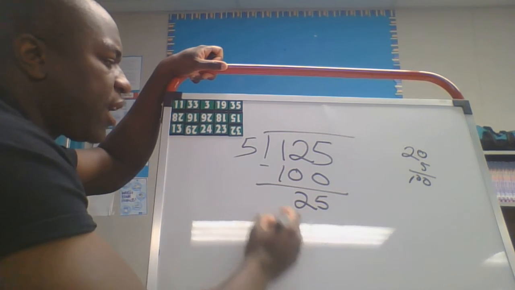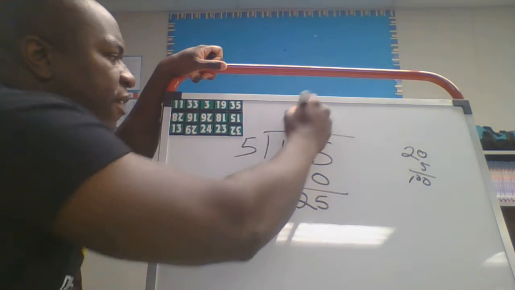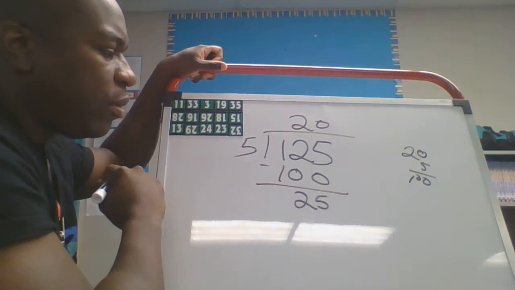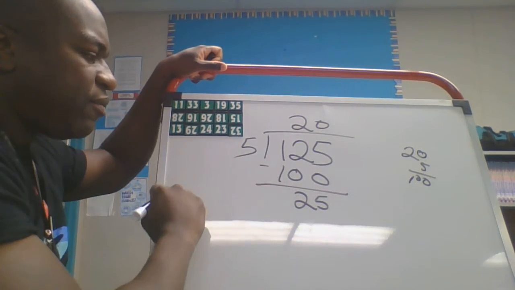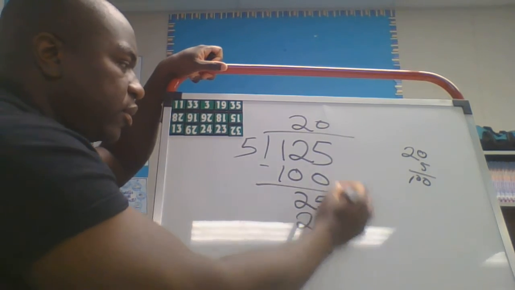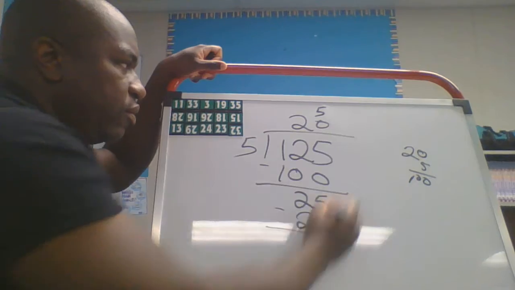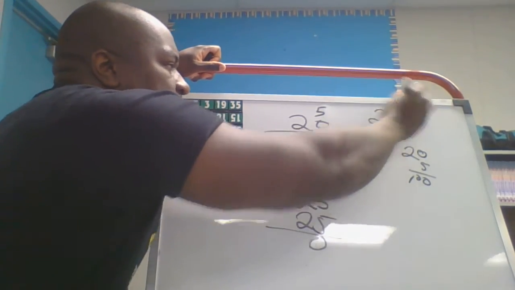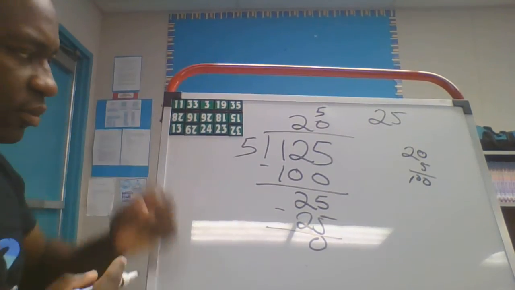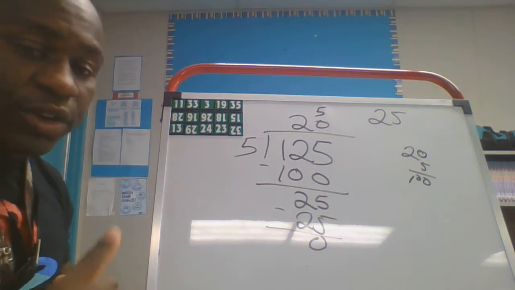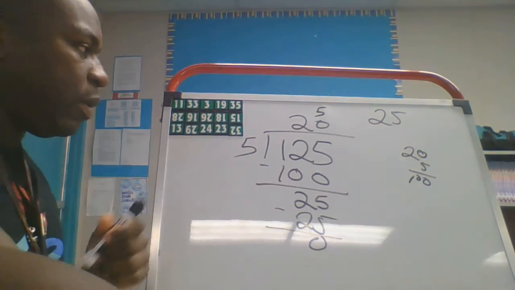I have 25 left, okay? To get to this 100, I multiplied my 5 by 20. So my first partial quotient is 20. I know 5 times 5 is 25. I'm going to put that here. And then 20 plus 5 equals 25. That's my answer after adding together my partial quotients.